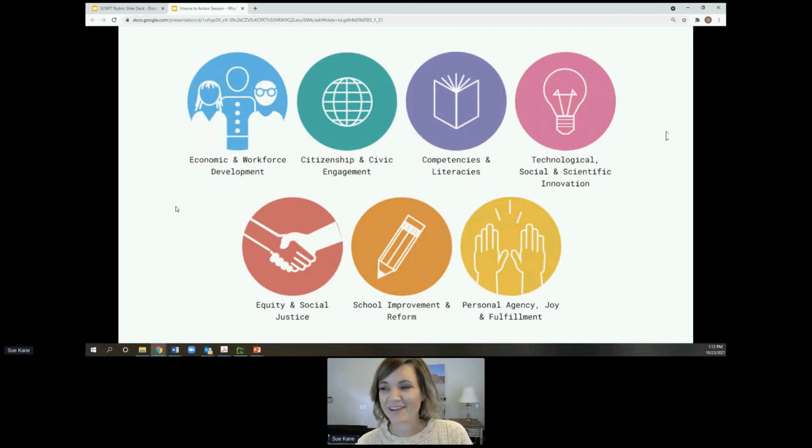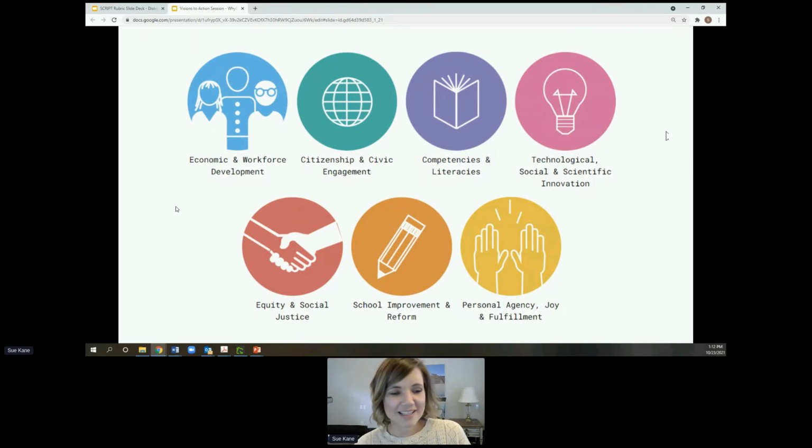I forgot I had one slide in here. These are the 7 value systems, and we'll come back and debrief. But some of us are motivated, or we think CS education is more for economic and workforce development. Some of us are around citizenship and digital citizenship or civic engagement.